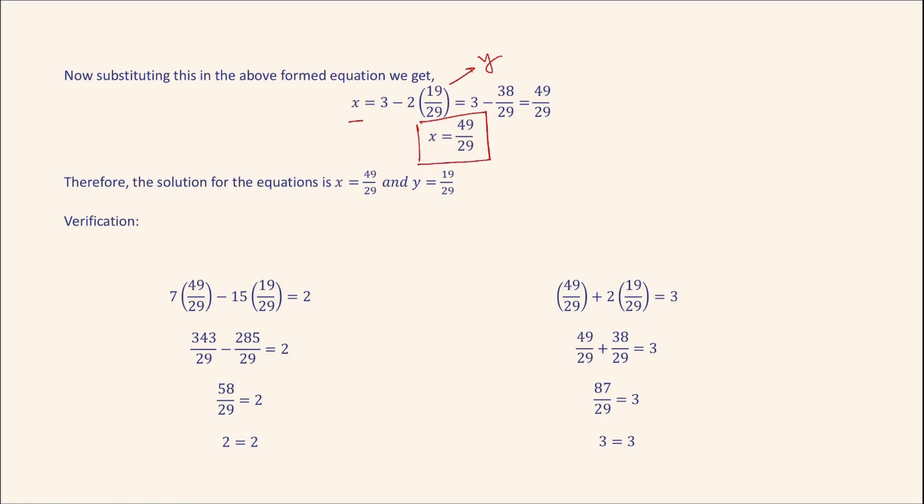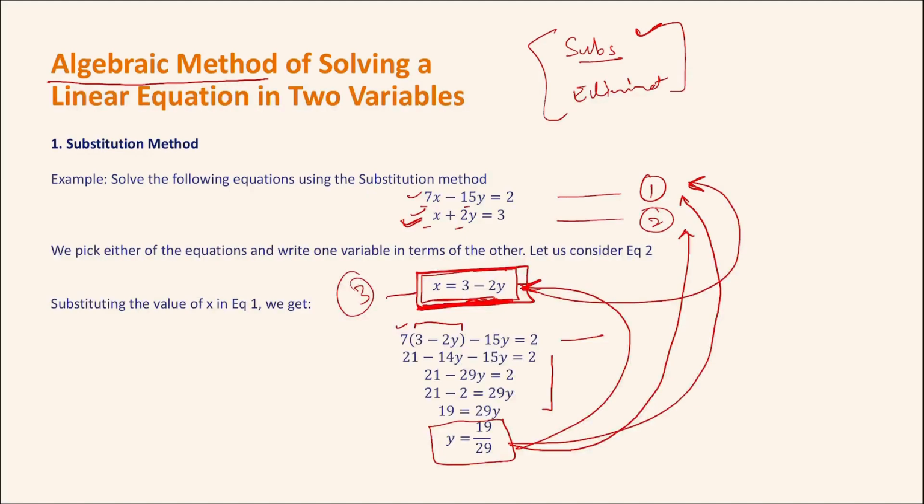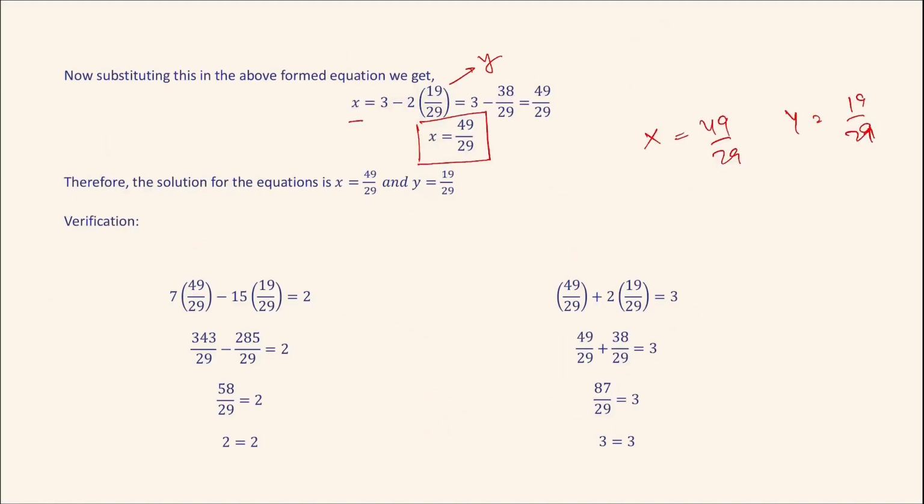Now you can also do it the other way. Now that we've calculated the value of x is equal to 49 upon 29 and y is equal to 19 upon 29, what you can do is take the starting two equations, put in the values of x and y, and see whether the equations hold true or not.